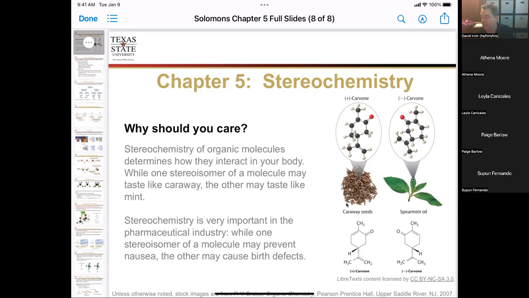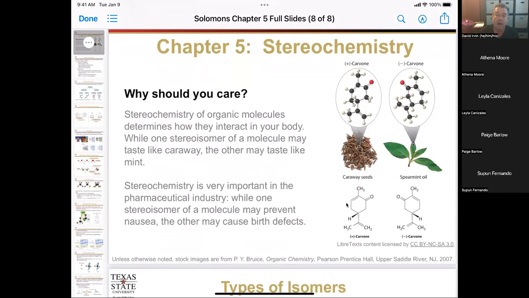In fact, if we look at this here, this is a compound right here called carvone. Carvone can be made in two possible isomers. One is the R isomer, and we'll talk about that, and one is the S isomer, okay? So they're exactly the same except for this placement of this bond in space. One's coming out at us, one's going away from us, okay? So we're looking at just that one bond in space.